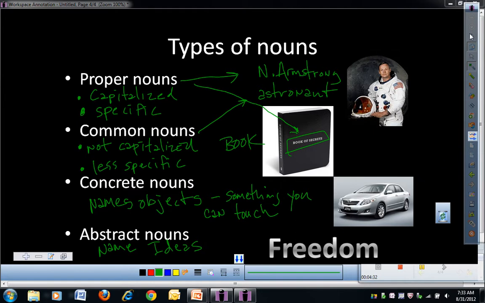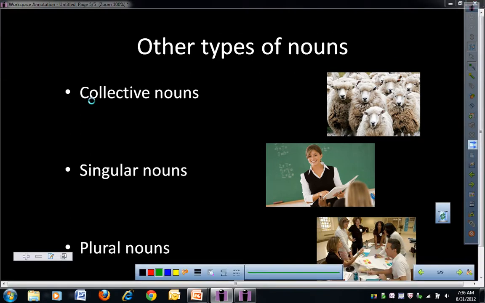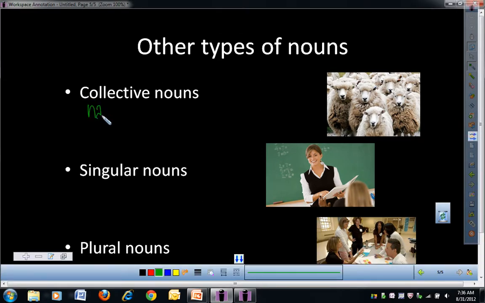The second group are other types of nouns: collective nouns, singular nouns, and plural nouns. And I've got some interesting examples here. We all know what this picture is. It's a picture of a group of sheep, but we have a specific name for a group of sheep. So collective nouns, as you guys are probably already guessing, name groups. It's a name for a group. So for instance, this is going to be called a flock of sheep.